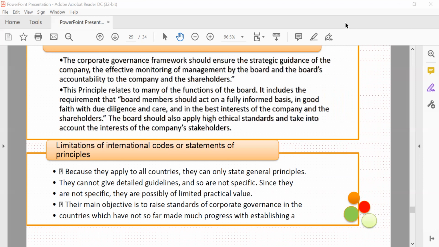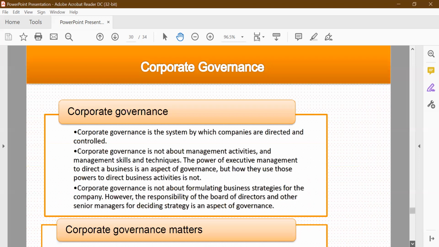Number two is that their main objective, as we discussed earlier, is to raise the standard of corporate governance in countries which have not made so much progress when it comes to corporate governance. To countries that have made a lot of progress, the international codes do not necessarily add much value. The international codes only add value to countries who are not well developed when it comes to corporate governance matters.